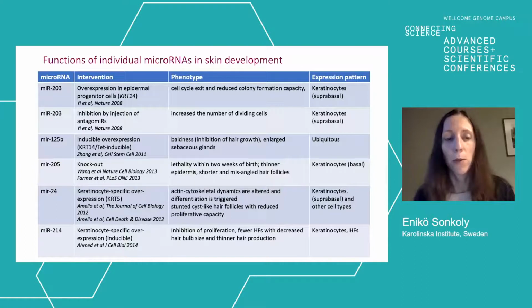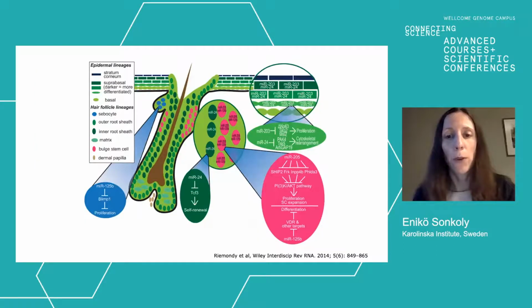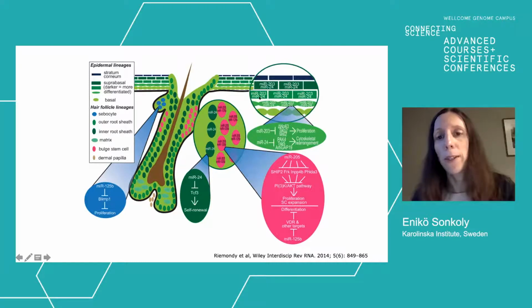And you can see that all of these showed a phenotype, and the epidermal development or the hair follicle development was disturbed. This is a figure showing some of these microRNAs which are important in the development of the skin, in particular miR-203 and miR-24 in the epidermis, regulating proliferation and cytoskeletal rearrangement, respectively. miR-205 is not mentioned here, but it was also important in the epidermis.